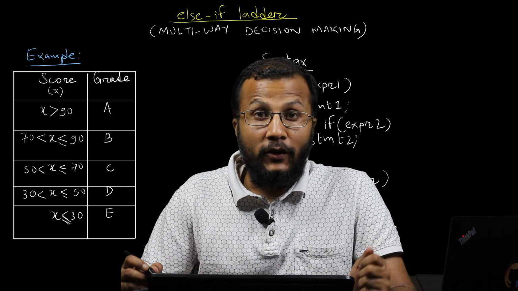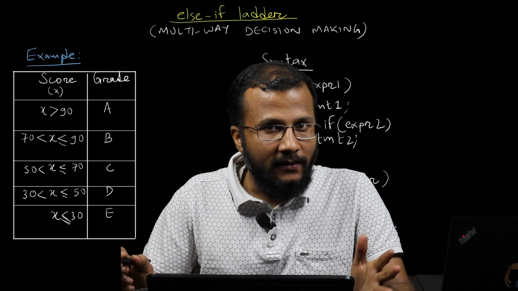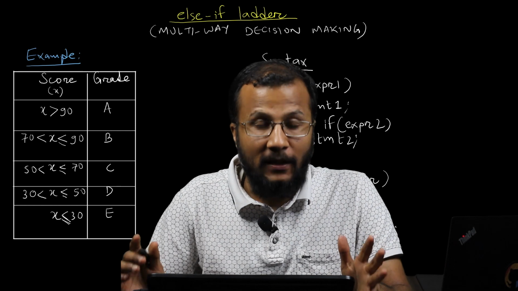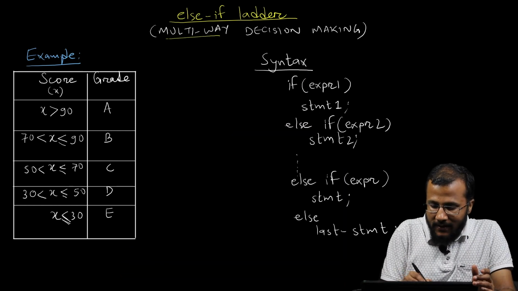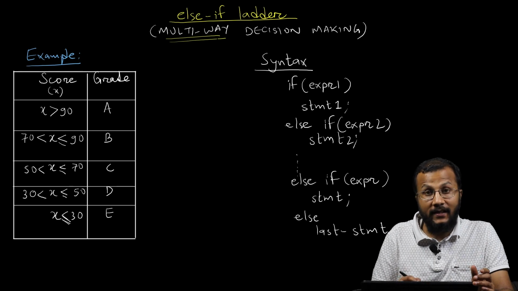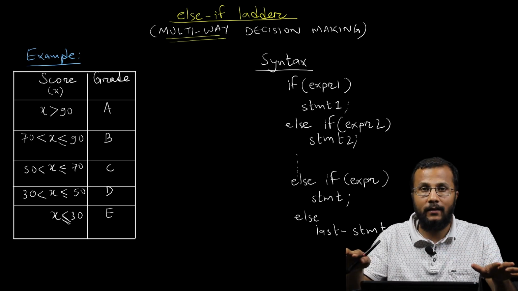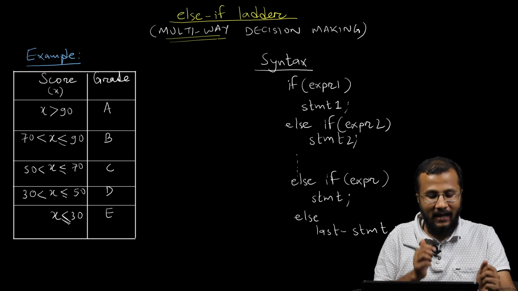In this lecture, we're going to learn about the else-if ladder, which is part of decision-making statements in C. Now, else-if ladder is a multi-way decision-making statement because it works with multiple conditions. We're going to see it with an example here.